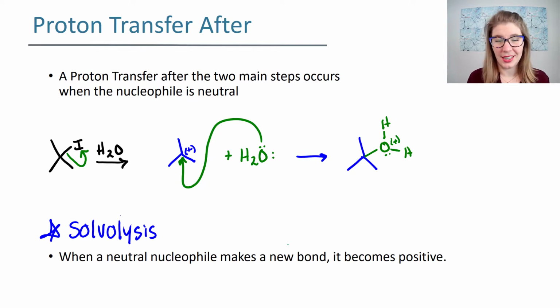Now here's the key. What's going to pull off that proton? This is what's tricky, is figuring out what's going to pull off the proton. You've got two things in the reaction flask. One thing that you have is the iodide, and the other thing that you have is water. And you might pause and think, hello, didn't we just use the water? Nope, it doesn't work that way.